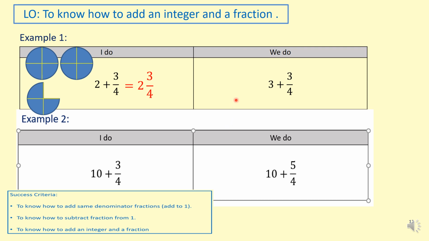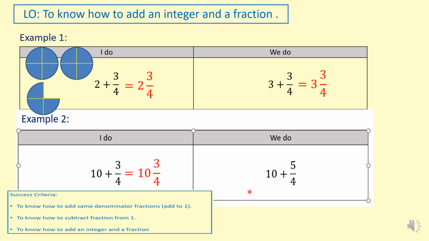For this one, the same thing's happening. You have 3 wholes and a quarter. You can write it as a mixed number, which is 3 whole, 3/4. The next one: I have 10 wholes adding 3/4, which as a mixed number is 10 whole and 3/4.